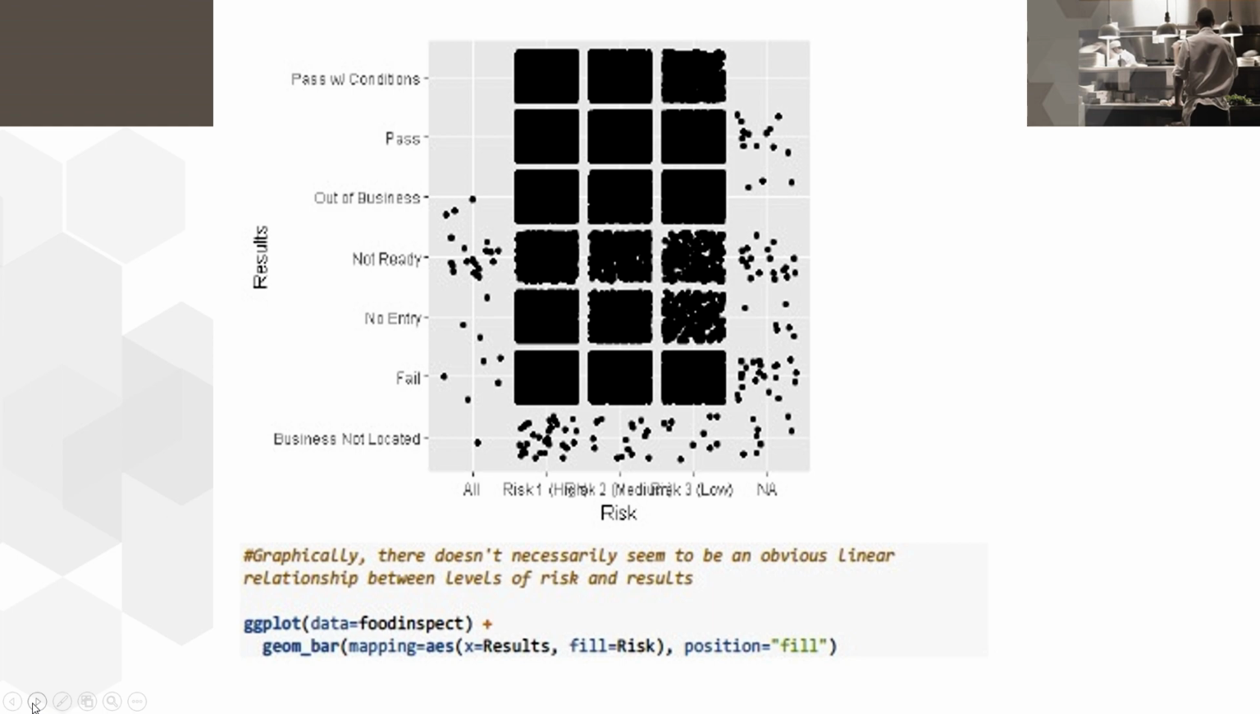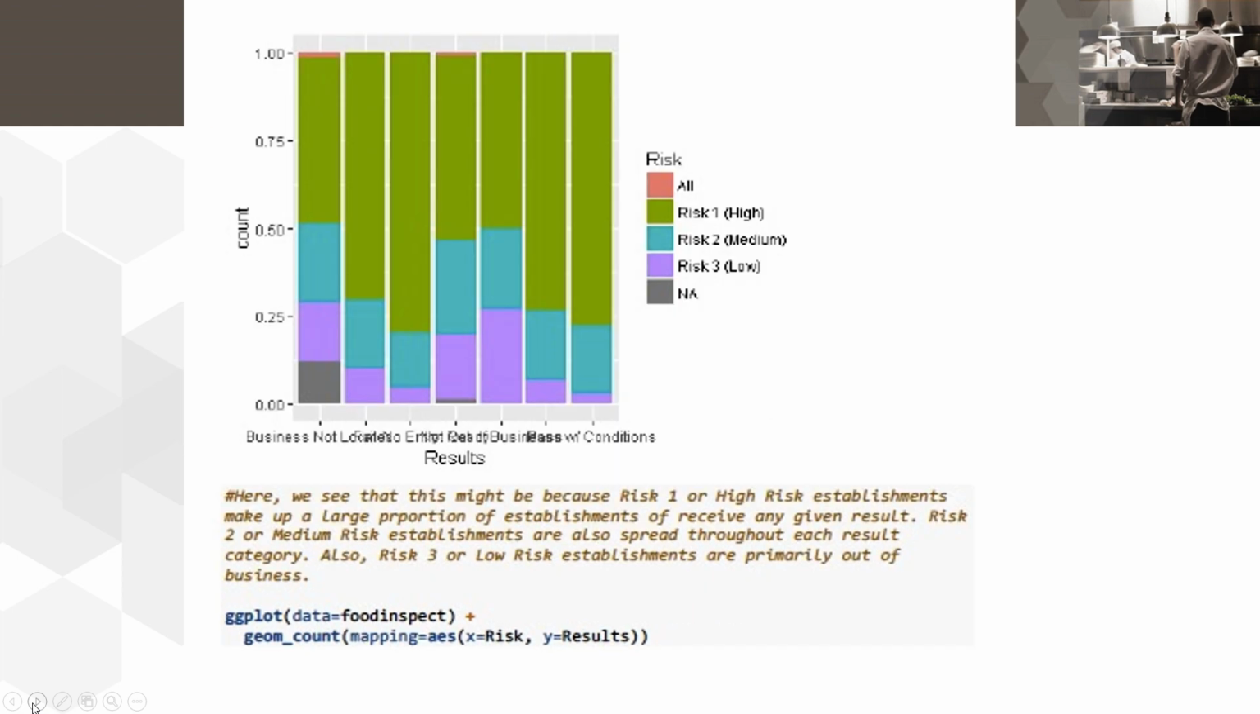All right, after counting all the risk and results, we decided to combine the both and see what the relationship between each other is. Graphically, there doesn't necessarily seem to be any obvious linear relationship between the two factors. So here we see that this might be because risk 1 or high-risk establishments make up a large proportion of establishments that receive any given result. Risk 2 or medium-risk establishments are also spread throughout each result category. And then risk 3 or low-risk results are primarily out of business.